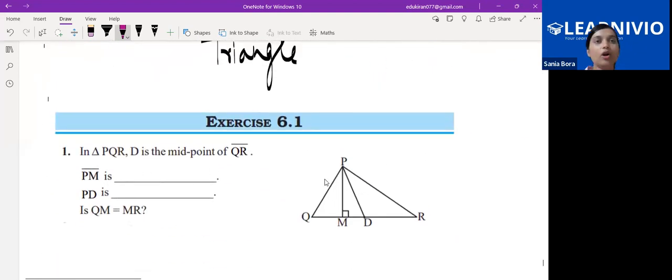Now over here, I have already taught you everything about triangles, like types of triangles, median, altitudes, and all that. So in this, you have to just look at the screen and answer. PM is what? PD is what? If QM and MR are equal, why are they equal? Quickly do this in your notebook and then we'll discuss the answer.